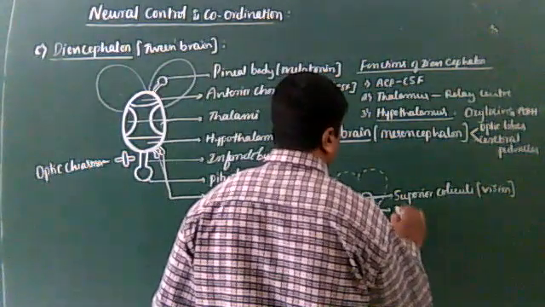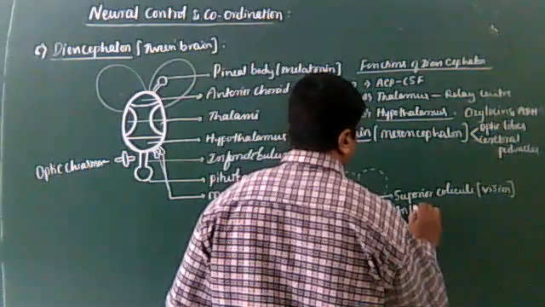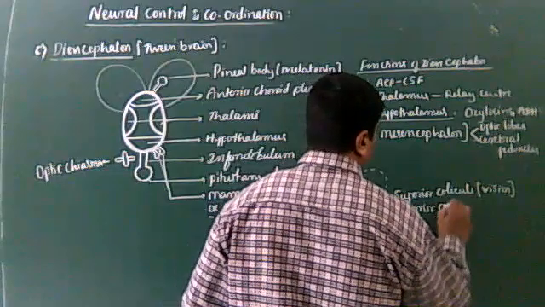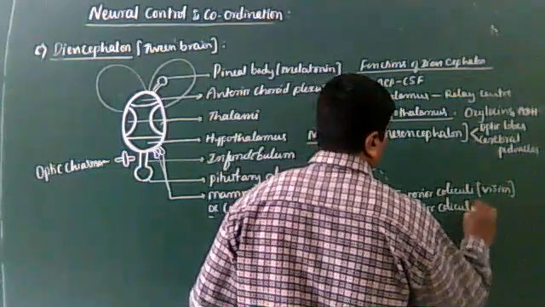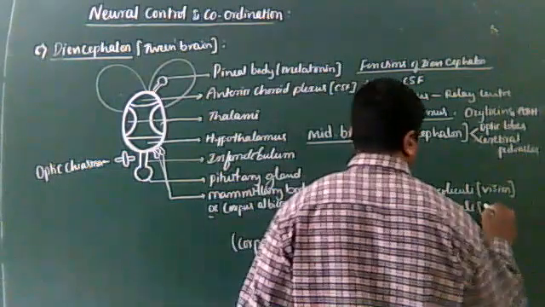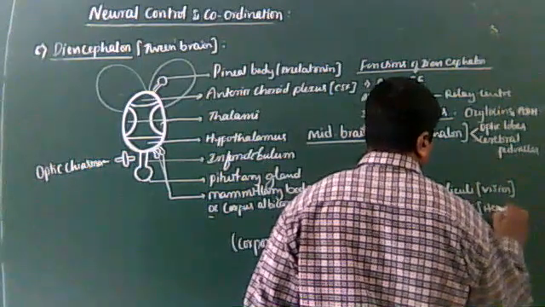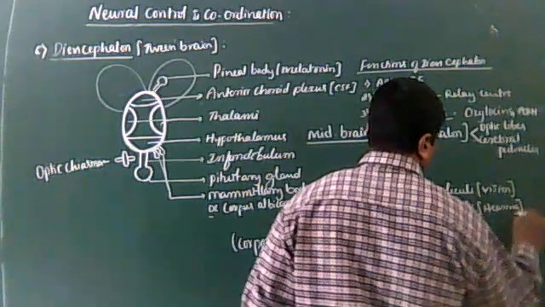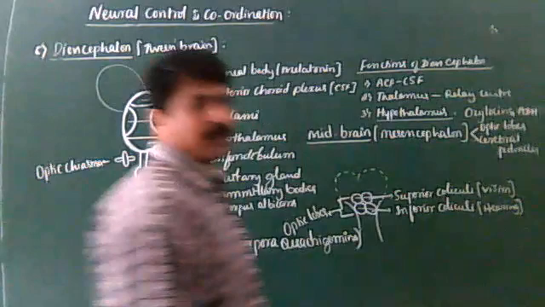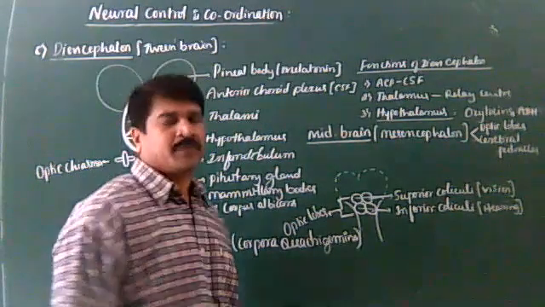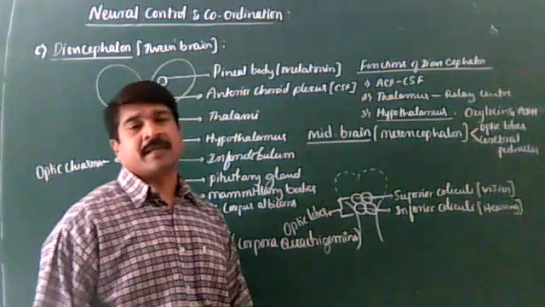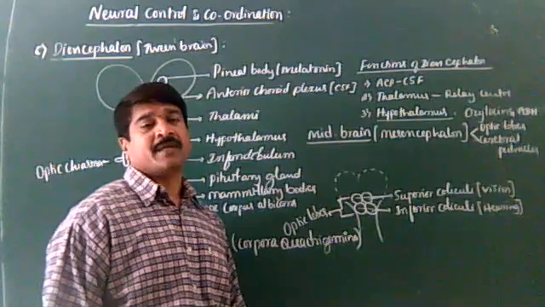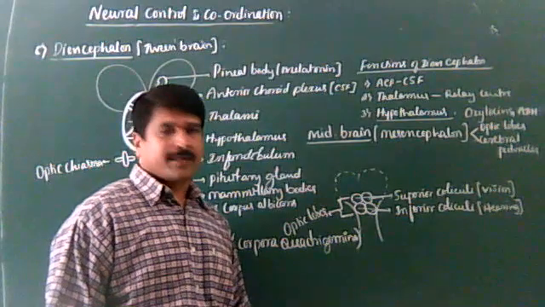And the lower two lobes are called inferior colliculi, concerned with the auditory reflexes. So the major functions of the midbrain are vision and hearing. Vision and hearing, that we should keep in our mind. I think you are getting it.